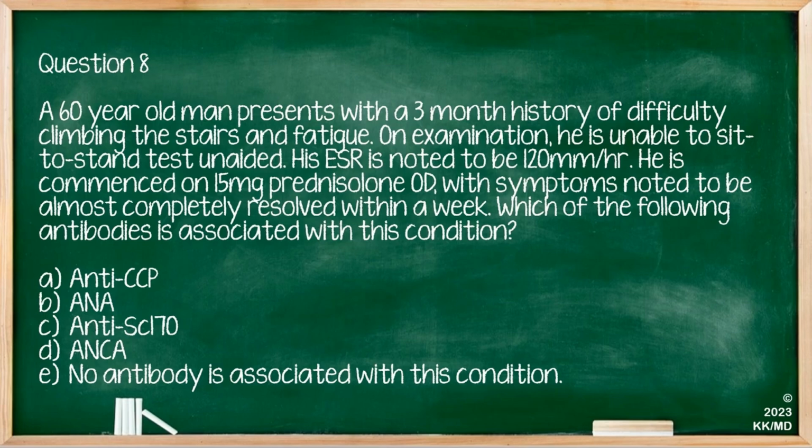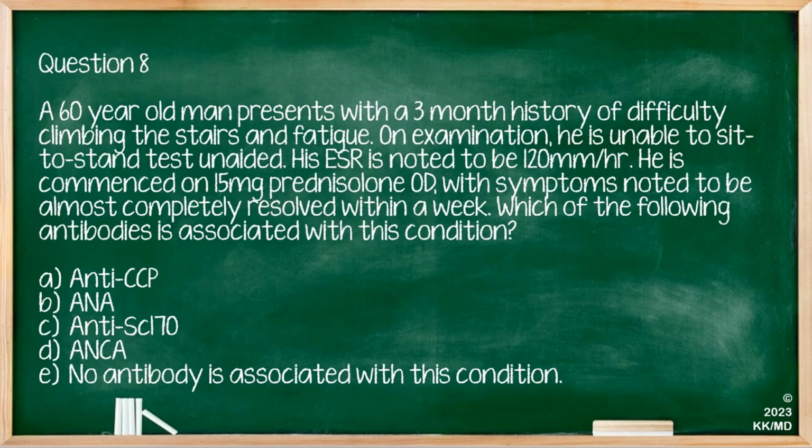A, anti-CCP, B, ANA, C, anti-SCL7T, D, ANCA, E, no antibody is associated with this condition. So this is giving you a classical history of someone presenting with the diagnosis of PMR, or polymyalgia rheumatica.